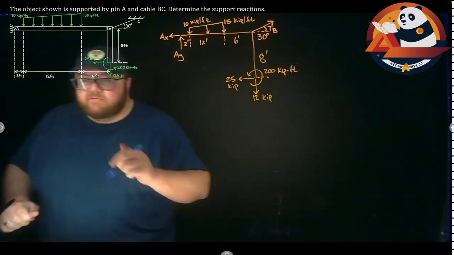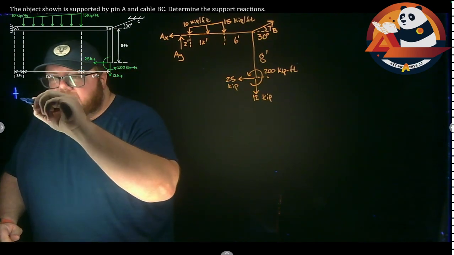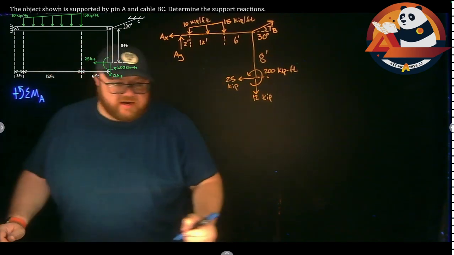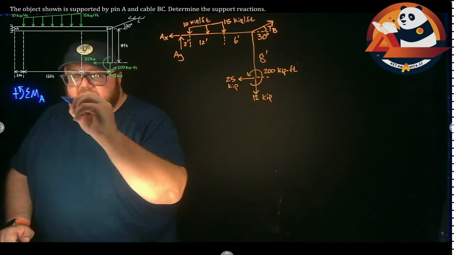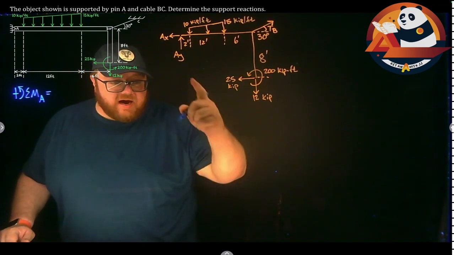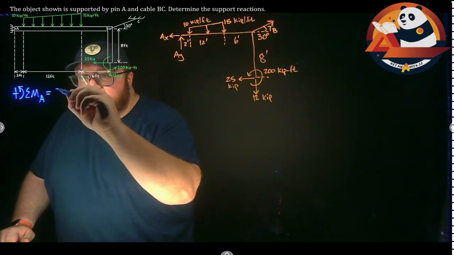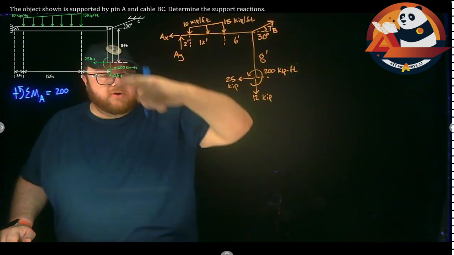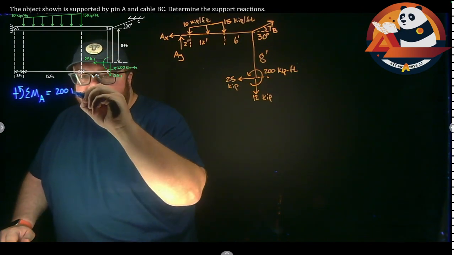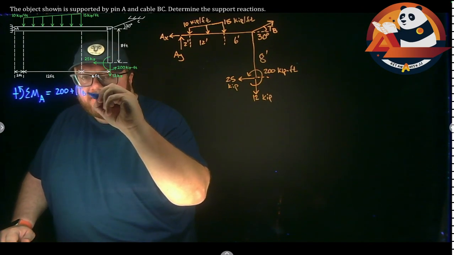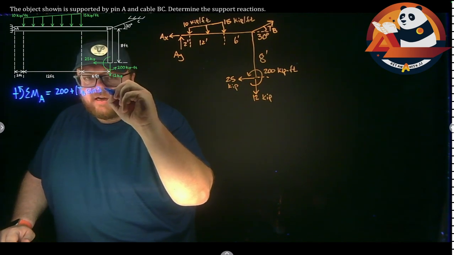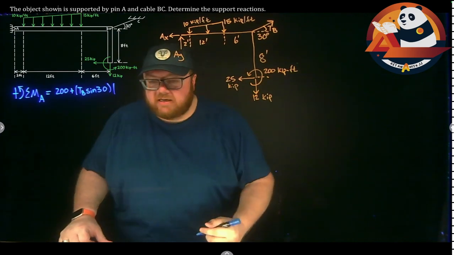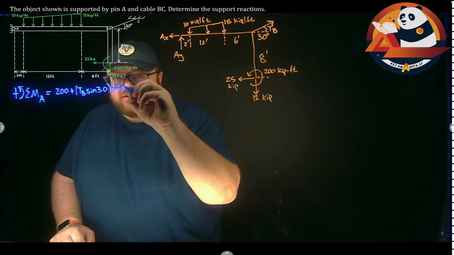So moments with counterclockwise being positive. Positive goes counterclockwise. Let's sum up all our moments about point A. This should get us in here. Well, we have our applied couple moment on that, 200 kip feet. So 200. Our tension's y component will cause a counterclockwise rotation about A. So plus TB times the sine of 30. Again, that gets us our y component. Times our distance in here, 2 plus 12 plus 6 is 20. So times 20.